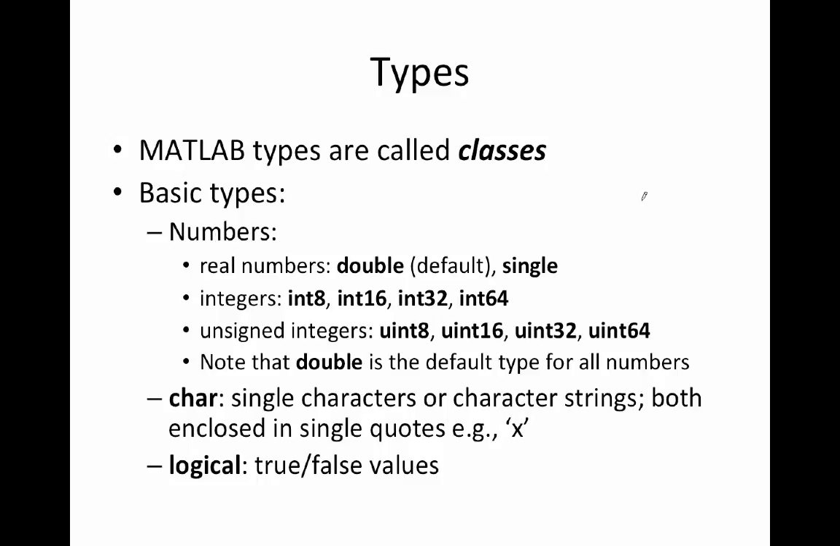In MATLAB, types are called classes. Here are the basic types. First of all, for numbers, we have real numbers, and for that we have double, which is the default, and single. For integers that store both negative and positive numbers, we have int8, int16, int32, and int64. For unsigned integers that only store positive numbers, we have uint8, uint16, uint32, and uint64. Note that for all number variables and expressions, double is the default type.